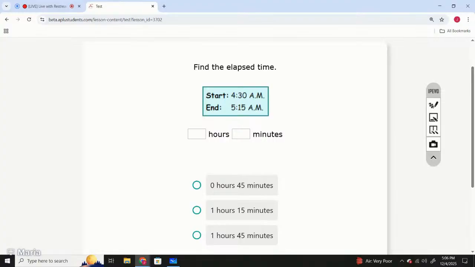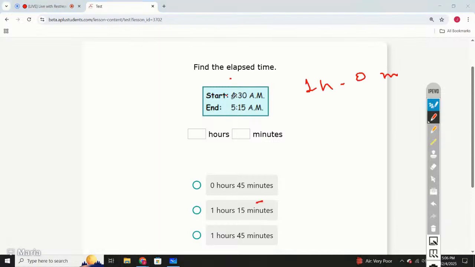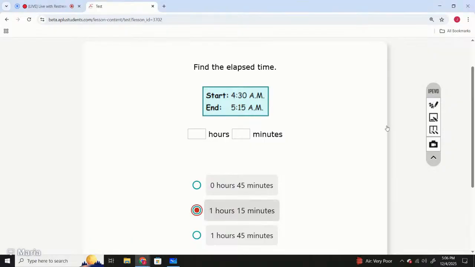Find the elapsed time. From 4 to 5 it is 1 hour. So from 30 minutes to 45 minutes it is 15 minutes. So the elapsed time is 1 hour and 15 minutes. Option number 2 is the correct option.